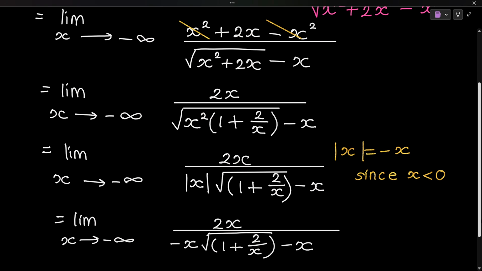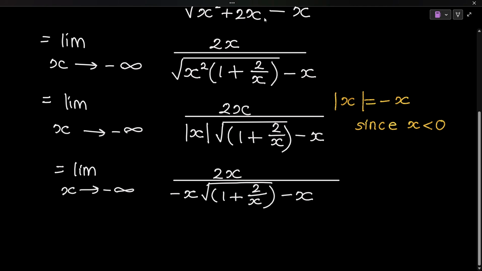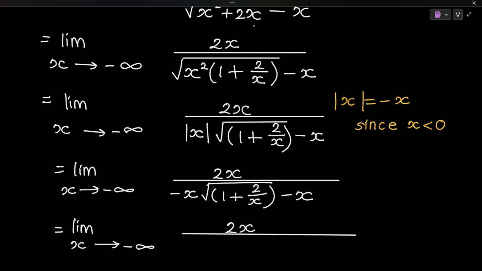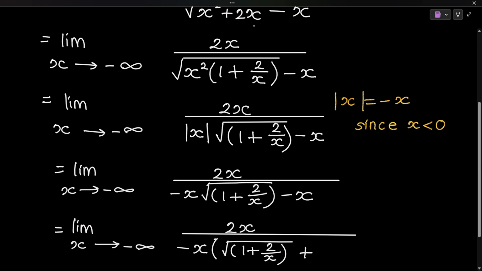Now our next step is to factorize. If you look at the denominator, you notice that you have two terms that have negative x in common with each other. So we can pull out that negative x as a common factor. So the numerator remains as 2x. In the denominator, let's factor out that negative x. In the first term, we are just left with the square root. And in the second term, we are going to be left with positive 1.